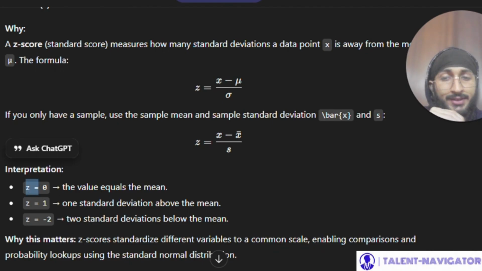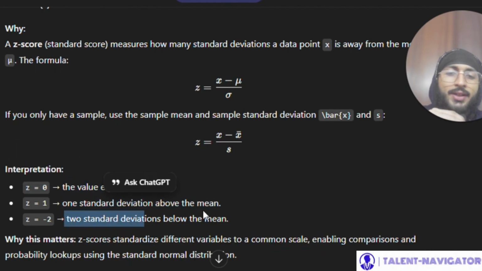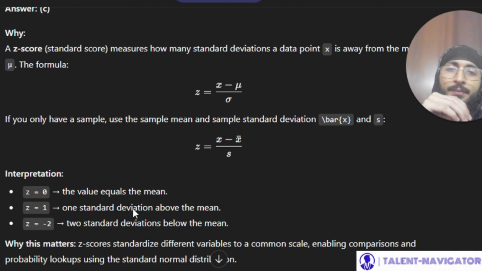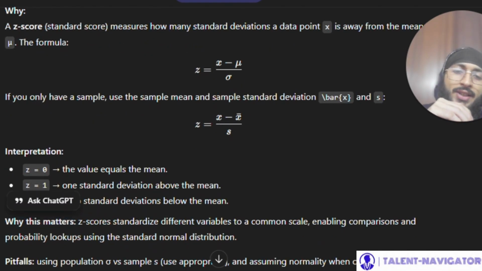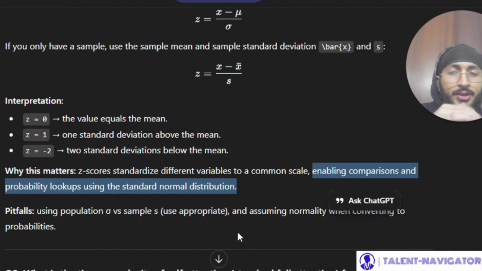So the interpretation is, if Z is 0, the value equals the mean. Z of 1 is 1 standard deviation above the mean. Z of minus 2 is 2 standard deviations below the mean. Why does this matter? Z-score standardizes different variables to a common scale, enabling comparisons and probability lookups using the standard normal distribution.